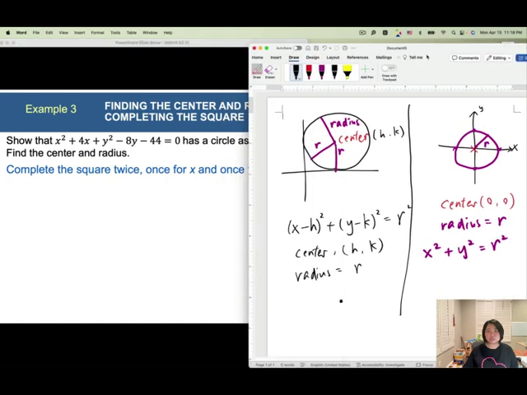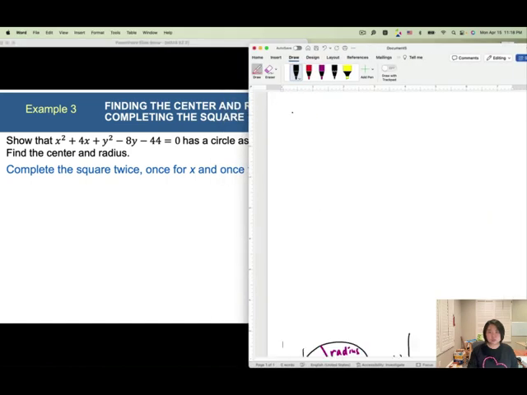Let's do this together. So I have x squared plus 4x. We're going to put these together, plus y squared minus 8y. And then we're going to move the constant to the other side. So we're going to add 44 to both sides, so that will be equal to 44.